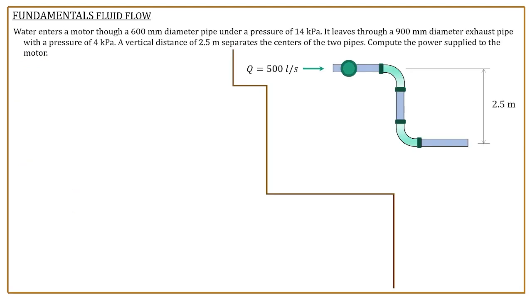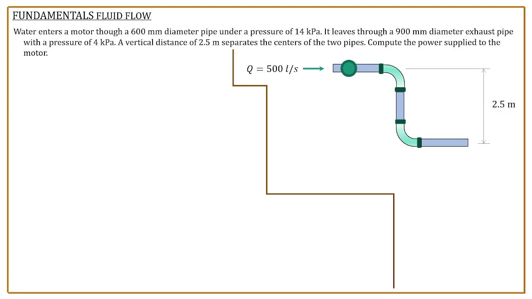Okay, again. Water enters a motor through a 600 millimeter diameter pipe under a pressure of 14 kilopascal. It leaves through a 900 millimeter diameter exhaust pipe with a pressure of 4 kilopascal. A vertical distance of 2.5 meters separates the centers of the two pipes. Compute the power supplied to the motor.